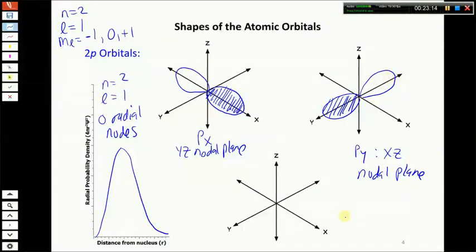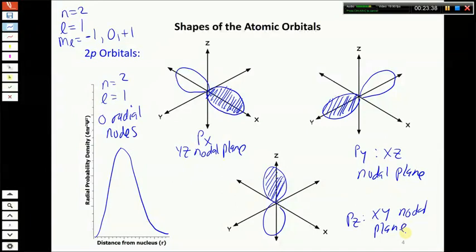And then we have pz, which is along the z-axis. And as I've drawn it here, it's arbitrary what means positive and negative. I don't specify that. It's not important for us. But it's going to have an xy nodal plane. And again, one region in one direction that's positive and a region in the other direction that's negative.